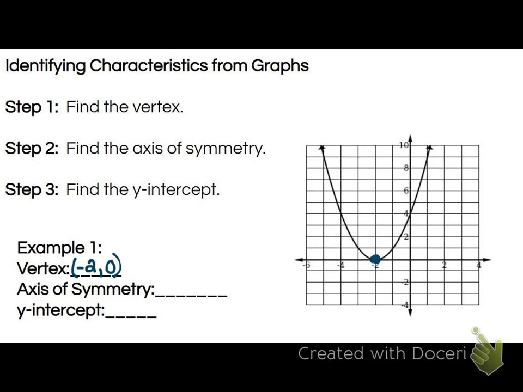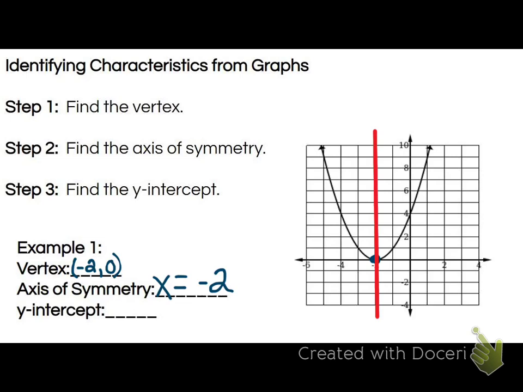Okay. Now, the axis of symmetry. The axis of symmetry represents my x value. Where does that axis of symmetry run through? So if my axis of symmetry is right here, it goes through x equals -2. Okay. So the axis of symmetry would be -2.